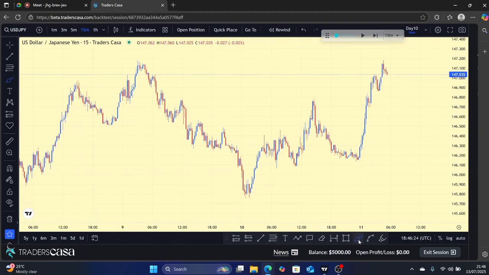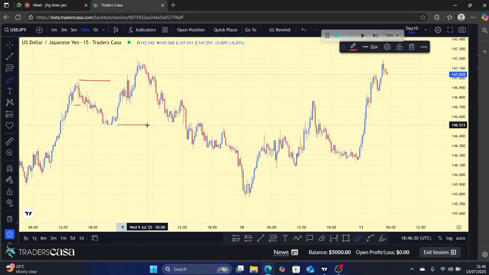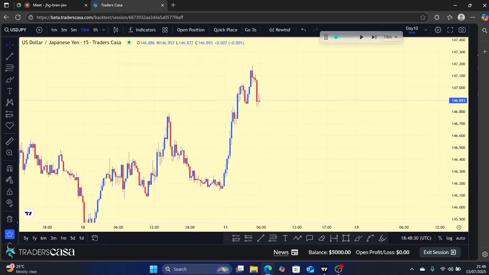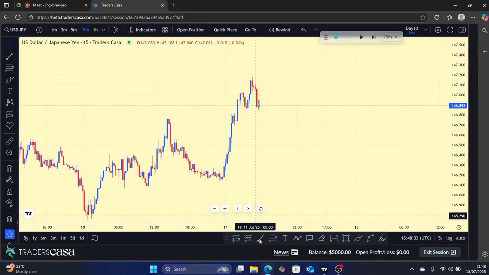Let me use this one. So there, the inducement taken out, break of structure, change of character, inducement swept, break of structure, minor inducement taken out, break of structure, and this one is a change of character, then inducement taken out, change of character. So this means our new trading range ranges from there and currently ends there. All right, that's good. So exactly right here we have identified our trading range.